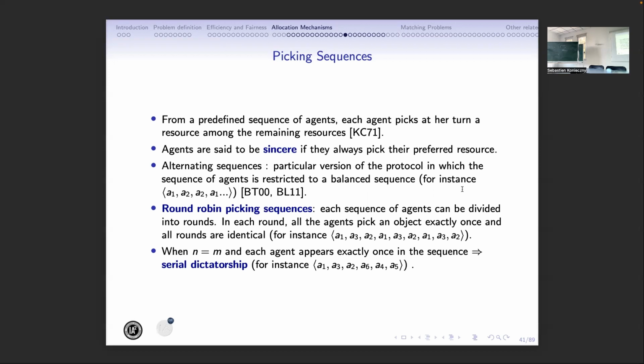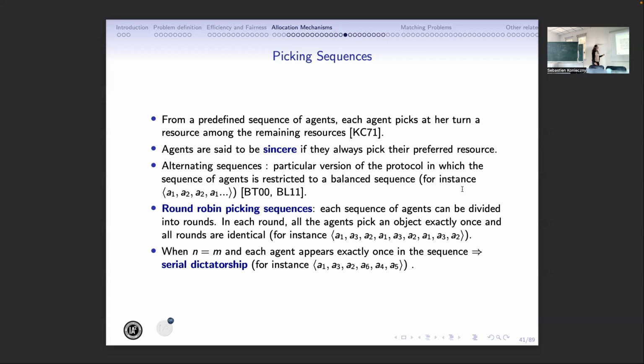So you can imagine an alternating sequence, where you have agent 1, then agent 2, and so on. And you can also imagine agent 1, agent 2, then 2, 1, and then you have to decide for the last turn which agent will start. So alternating sequences are sequences where the agent is restricted to a balanced sequence. So in fact, you have A1, for instance, A2, A2, A1.